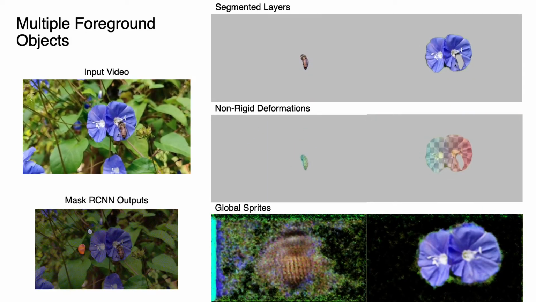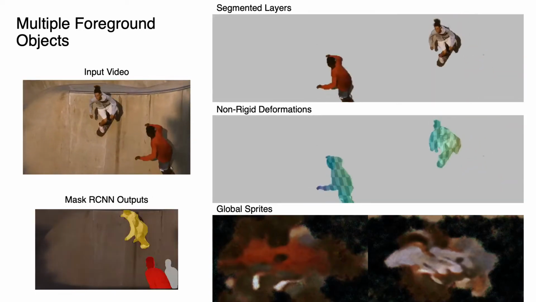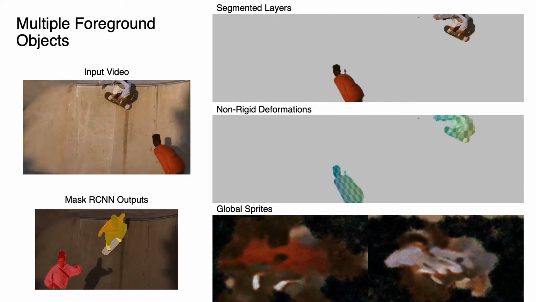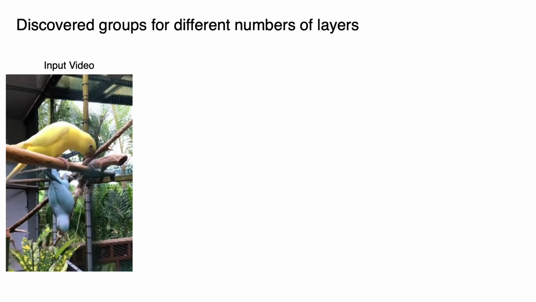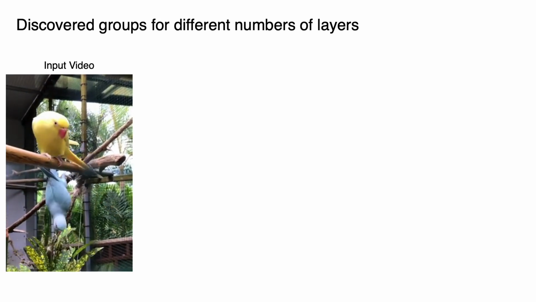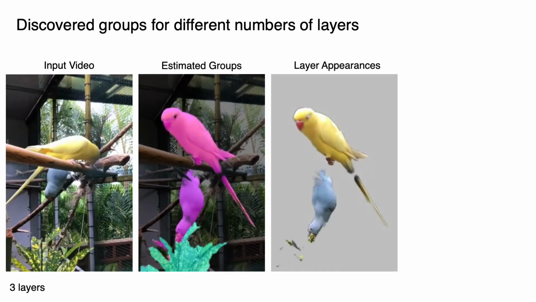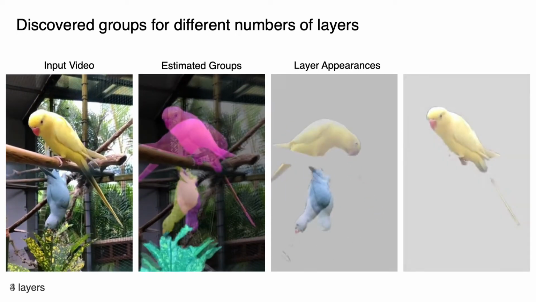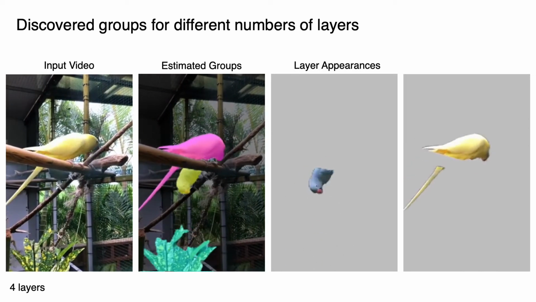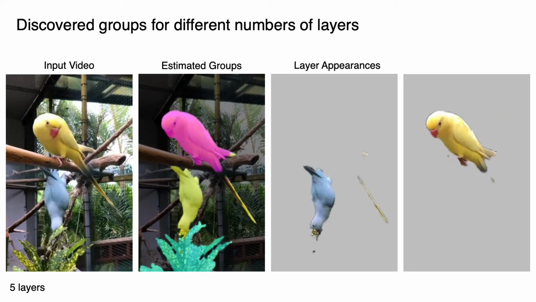We also show decompositions for scenes with multiple foreground objects. Here, the bee and flower are separated by small motion cues. We omit the background layer. Here, we separate the skaters from each other and their shadows. When we specify the number of layers differently, our discovered grouping remains consistent. Here, we show this video with 4 natural layers: the fern, 2 parrots, and a background. When we specify 3 layers, the fern and background are separate, though the 2 parrots are grouped together. When we specify 4, the 2 parrots are separated, the fern and background remain the same. And when we specify 5, the same grouping remains. No group becomes over-segmented.